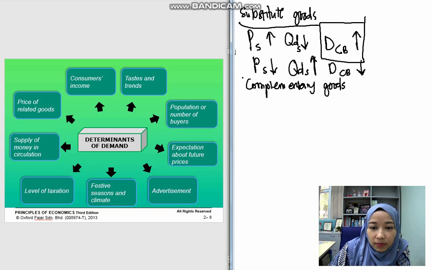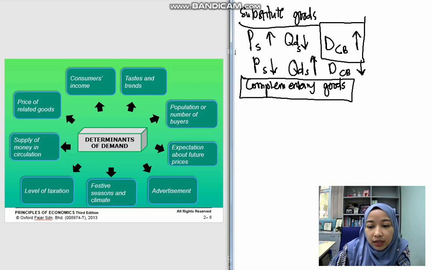Okay, what about complementary? Okay, complementary means a product that is required to have another product. Or in other words, let me give an example to make it easier for you to understand. Let's say for coffee just now, okay, if you want to produce coffee, what you need to have is milk. So milk is a complementary product for coffee.